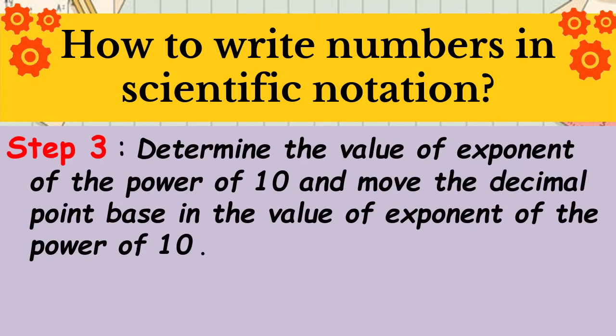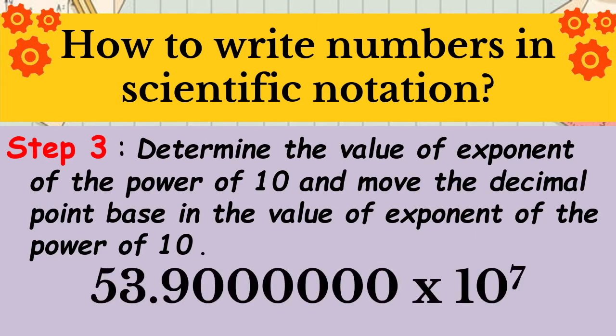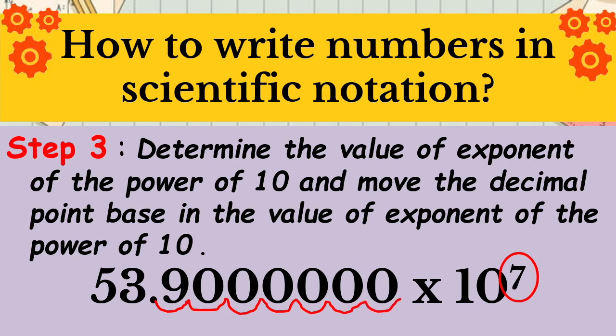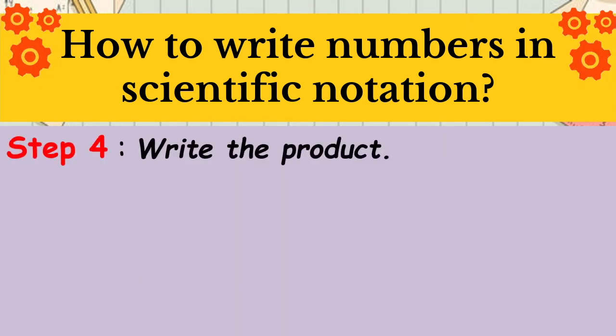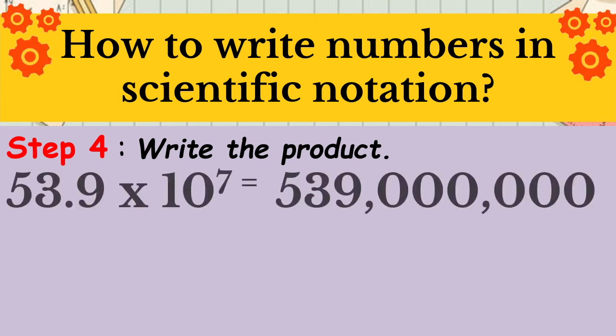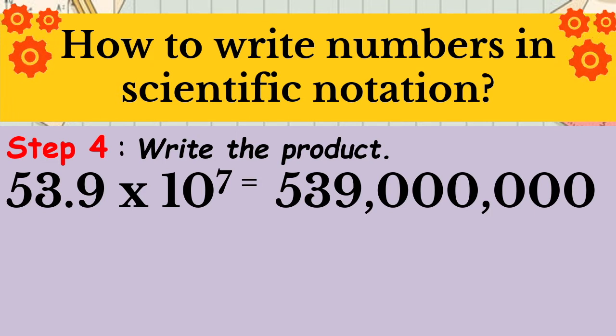Step 3. Determine the value of the exponent of 10 and move the decimal point based on the value of the exponent of the power of 10. Step 4. Write the product. So, if you multiply 53.9 by 10 raised to 7, your product would be 539 million.